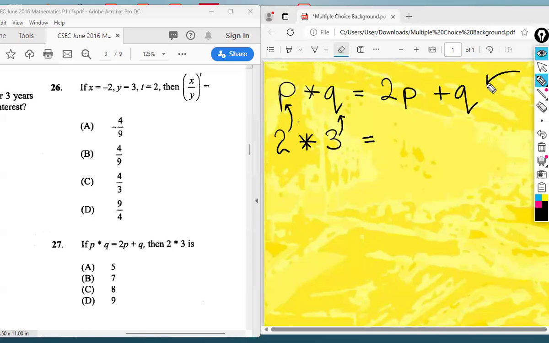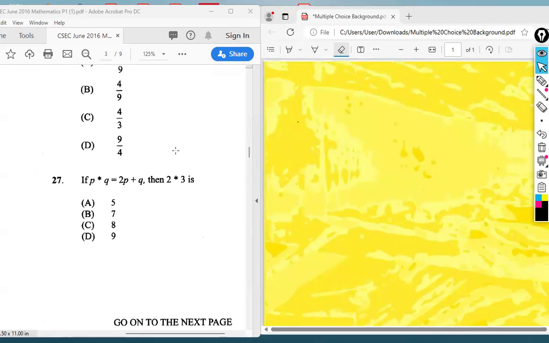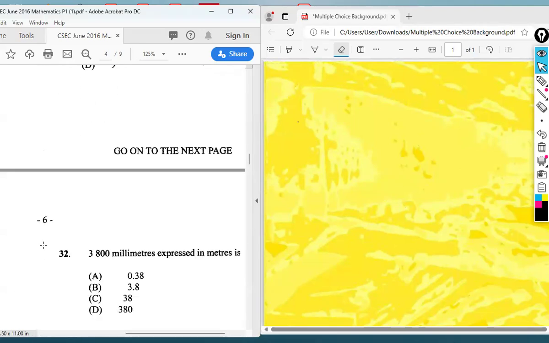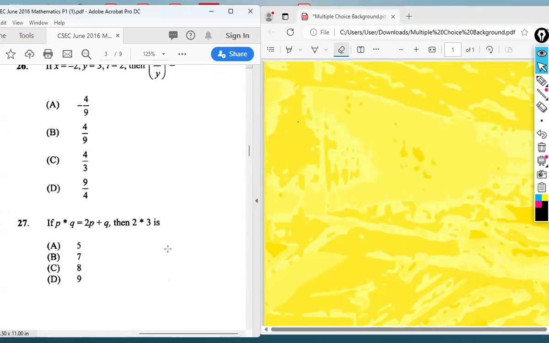So you go to the equation they give you. Any P that you see, replace it with 2. Any Q that you see, replace it with 3. So replace this guy with 2, and replace this Q with 3. 2 by 2 is 4 plus 3. It doesn't get easier than this, right? So the answer would have been B. Right. Let's look at 28 and 29, right? Let's see if we can make it halfway through the paper, right? So that's 27. That's all, guys.